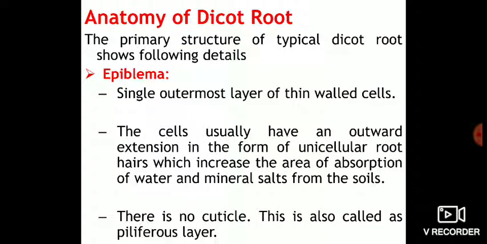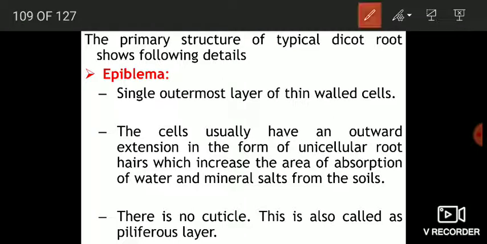Today, our topic is anatomy of dicot root. The primary structure of a typical dicot root under microscope shows following structural details. Starting from periphery, we have the outermost layer, which is known as epiblema or pelliferous layer. Simply, you can say epidermis in case of roots is known as epiblema or pelliferous layer because it possesses extensions in the form of unicellular root hairs.